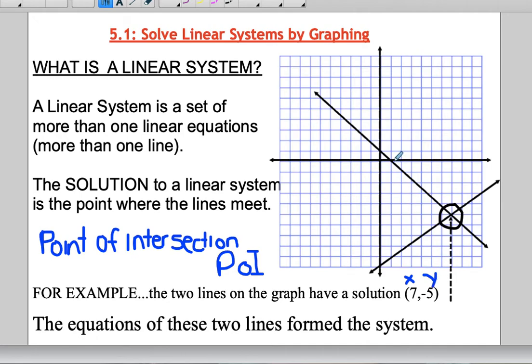We found this by counting across 1, 2, 3, 4, 5, 6, 7, and then down 1, 2, 3, 4, 5, and then we come across to where it meets, and it's right here. So the point of intersection is (7, -5). That is the solution to this linear system. The equations of these two lines form the system with a solution of x is 7 and y is -5.